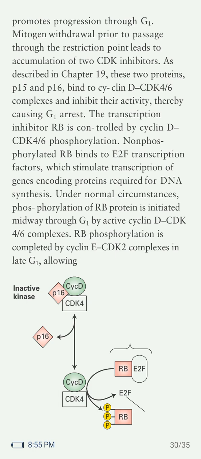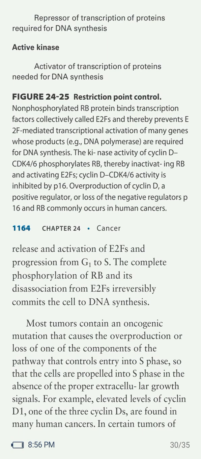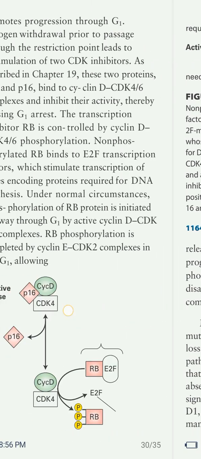The transcription inhibitor RB is controlled by cyclin D-CDK4/6 phosphorylation. Non-phosphorylated RB binds to E2F transcription factors, which stimulate transcription of genes encoding proteins required for DNA synthesis. Under normal circumstances, phosphorylation of RB protein is initiated midway through G1 by active cyclin D-CDK4/6 complexes. RB phosphorylation is completed by cyclin E-CDK2 complexes in late G1, allowing release and activation of E2Fs and progression from G1 to S.